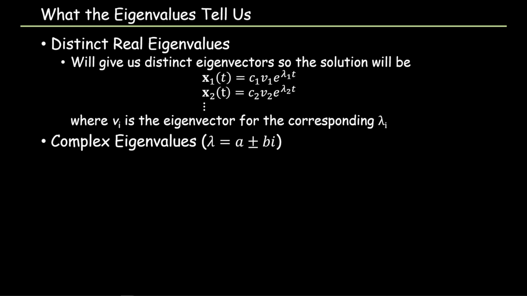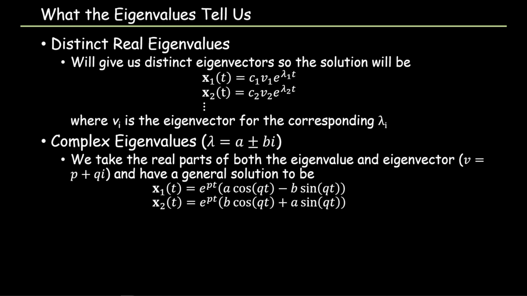The second case that we have is the complex eigenvalues. We discussed, and we're going to continue discussing, the situation where our lambda gives us a complex conjugate, so it's going to be in the form of a plus or minus bi. What we do is we take the real parts of both the eigenvalue and eigenvector, where lambda is equal to p plus qi, and then have the individual solutions.